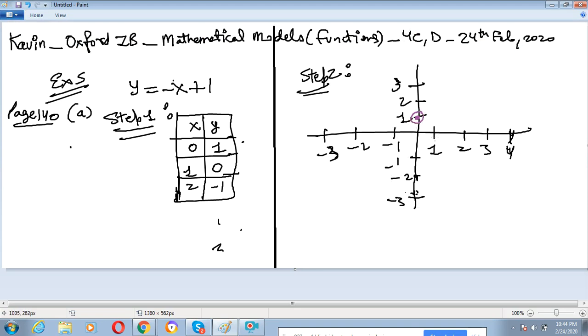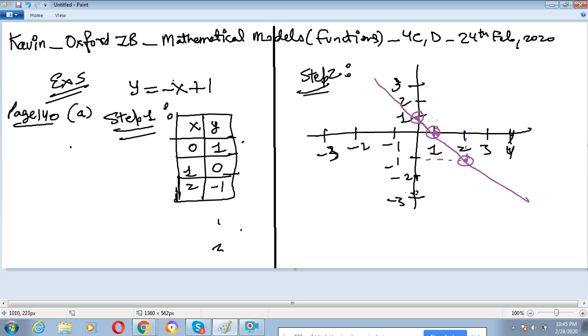1 comma 0 is the second point. You should make it how I am making it: make a dot and make a circle. And 2 comma minus 1, this is the third point. So I have to join it with a ruler. Always make it with a ruler, and the pencil should be sharp. For every question, you need to sharpen your pencil if you have multiple graph questions.